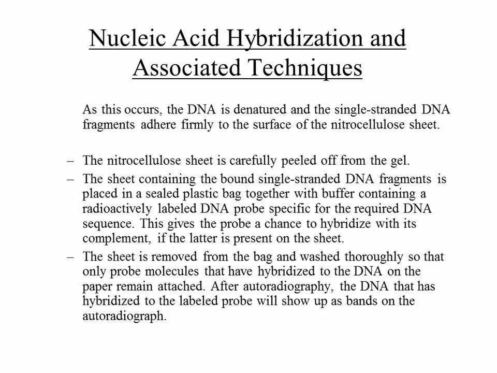And you will take this sheet and put it inside a sealed plastic bag, maybe like a Ziploc bag that we use every day. So the sheet containing the bound single-stranded DNA fragments is placed in a sealed plastic bag together with buffer containing a radioactively labeled DNA probe specific for the required DNA sequence, because you know the exact region of the mutation. So you've created those probes. You can label them radioactively by putting radioactive phosphorus in that probe.